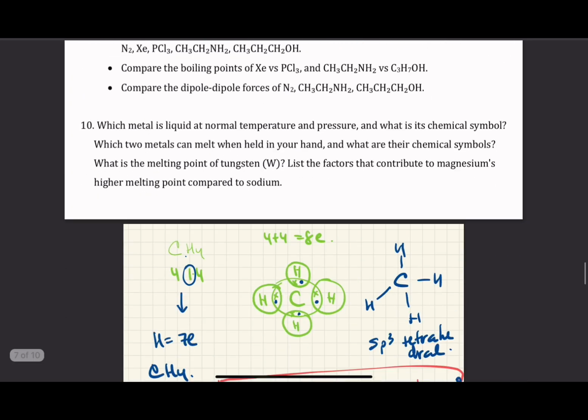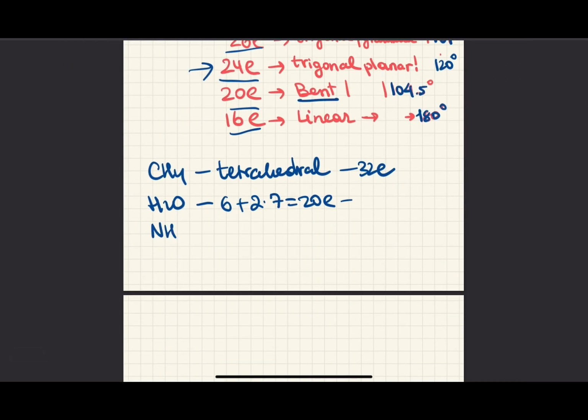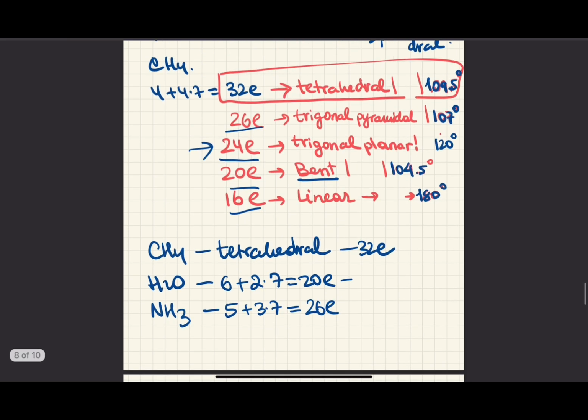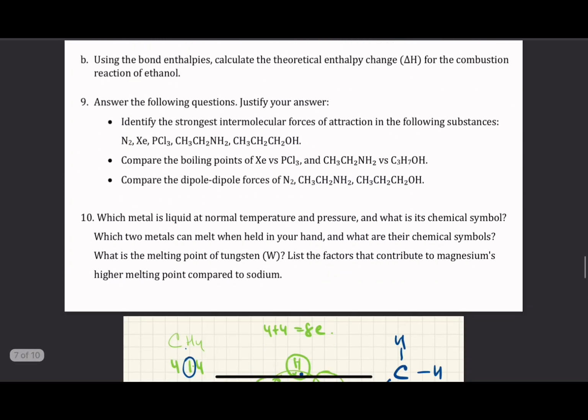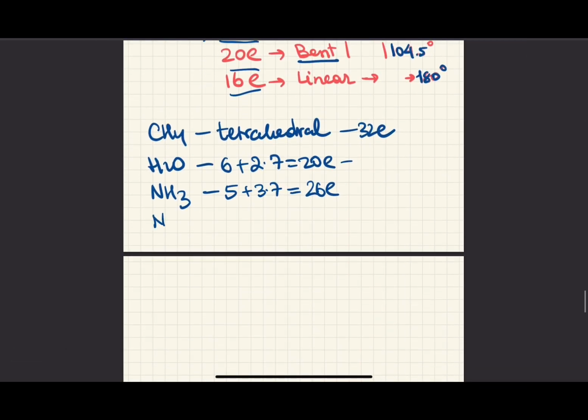And then we have here NH3. NH3 we have 5 plus 3 times 7. This is 26 electrons. As you see, it's trigonal pyramidal. The bond angle is 107. And then we have NH4 plus. So NH4 plus, we would do 5 plus 4 times 7. And then for plus, we're going to minus 1 electron. And this would be 5 plus 28 minus 1, and this will give you 32 electrons.